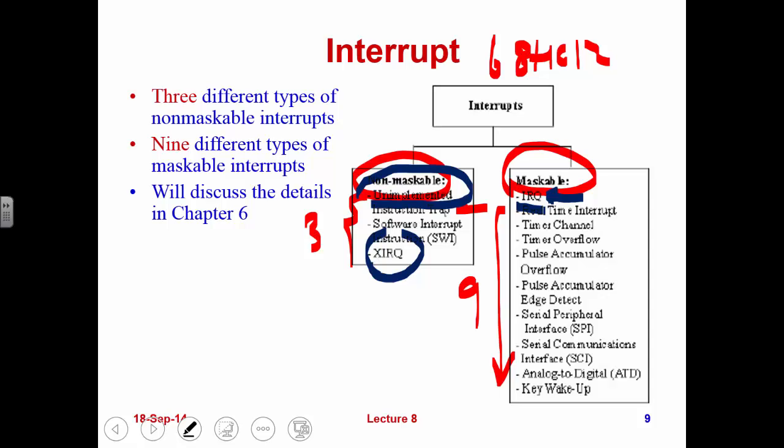And some more about the communication interfaces: serial peripheral interface, serial communication interface, analog to digital conversion, and keypad wake up. Those are mainly about hardware, so we will discuss them when we move forward to the hardware part.